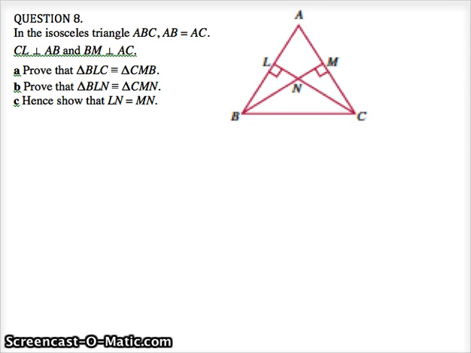We are now looking at exercise 14.6, congruency proofs, question 8. In this question we have an isosceles triangle ABC in which we are told that sides AB and AC are equal. We're also told that CL is perpendicular to AB, hence we have a right angle there. And BM is perpendicular to AC, hence we have a right angle there at M. The first part of this question is to prove that triangle BLC is congruent to triangle CMB.